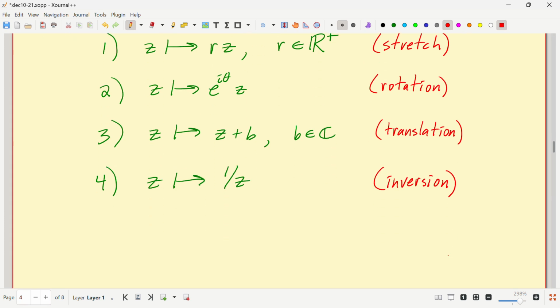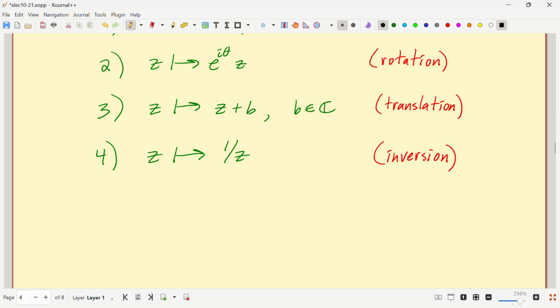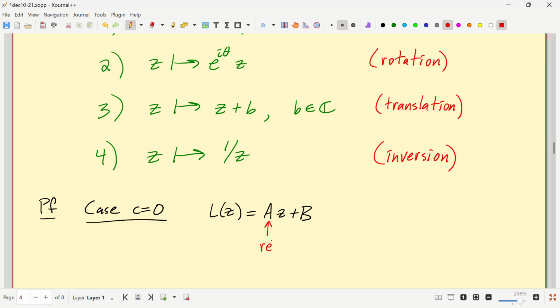Okay, the proof of this is just algebra, but we have this annoying situation where there's a case c equals 0. Then L of z would be az plus b. And a is a complex number, so let's say that's r e to the i theta. And so we see: stretch by r, rotate by theta, translate by b. Okay, we see that 1, 2, and 3 are enough.